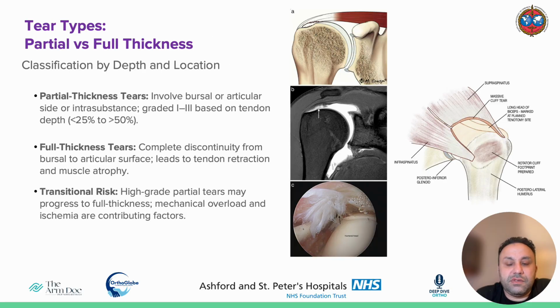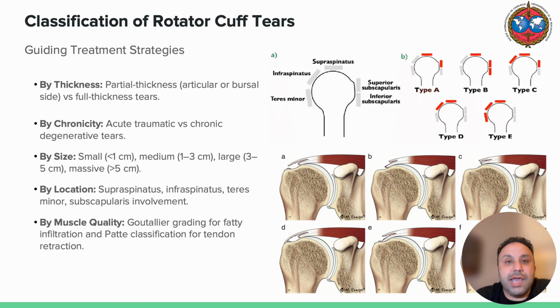Is it degenerative? Is it traumatic? Is it partial, or is it full? Because they can be partial thickness, then we subdivide as are they articular side, are they in the substance of the tendon, or bursal side, and they are graded usually from 1 to 3 depending on the portion of tendon thickness involved, while full thickness tears extend through the entire tendon, creating a communication between the articular and the bursal sides.